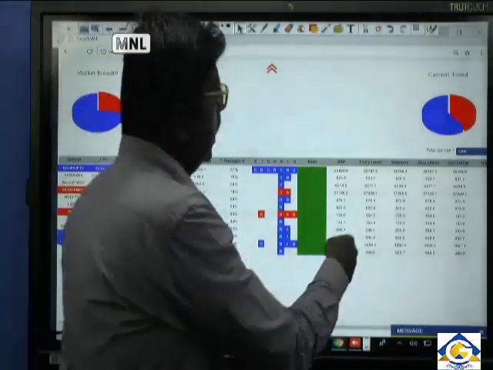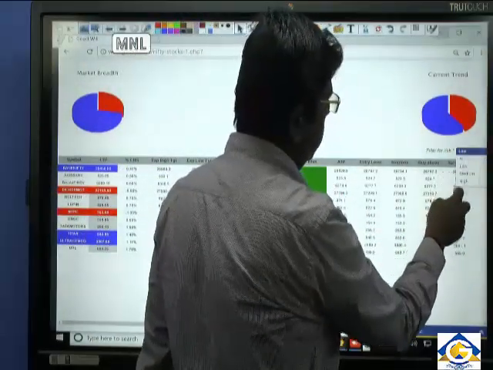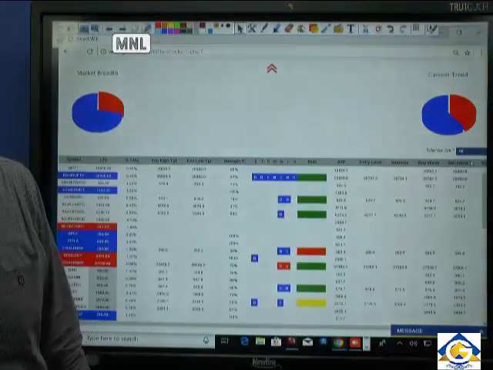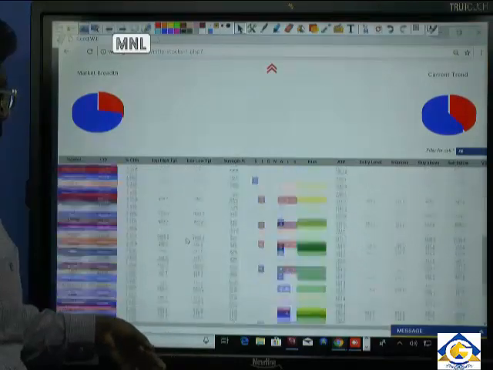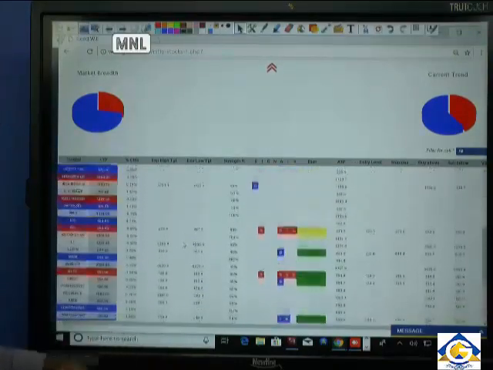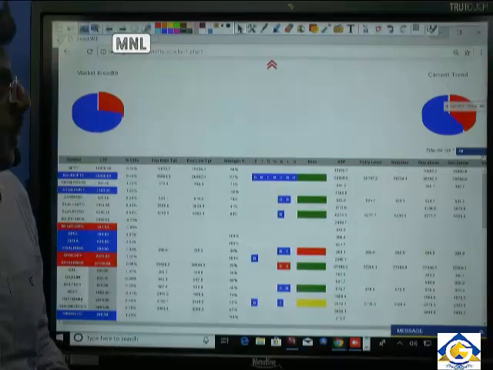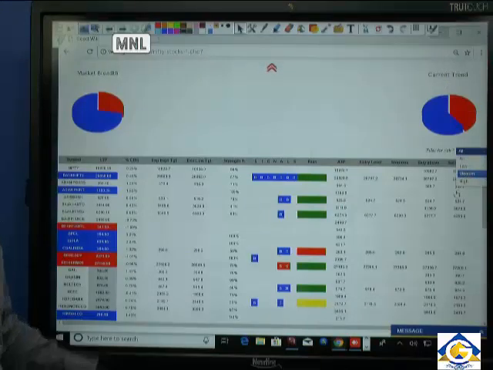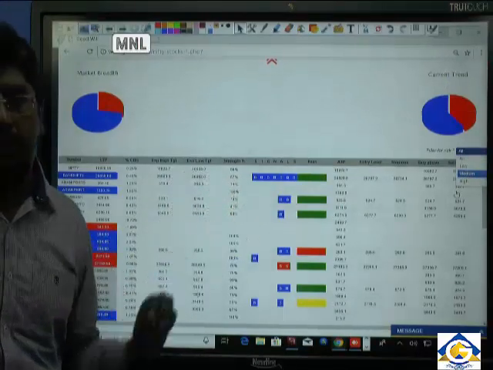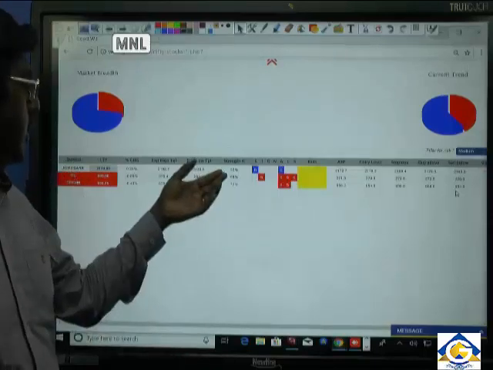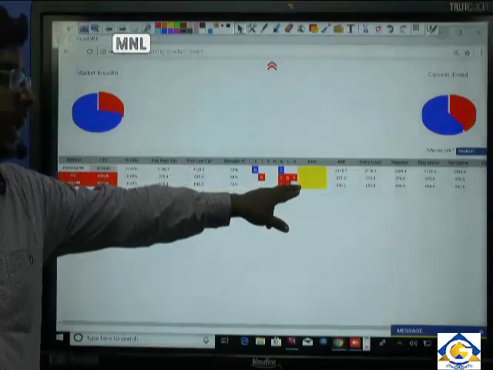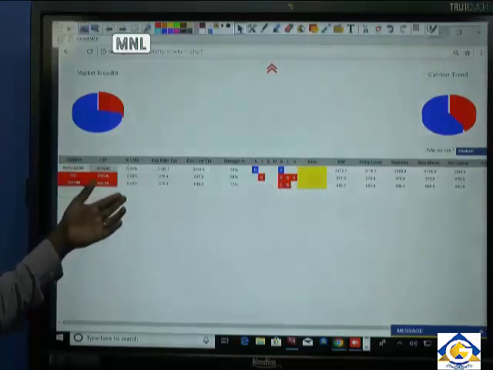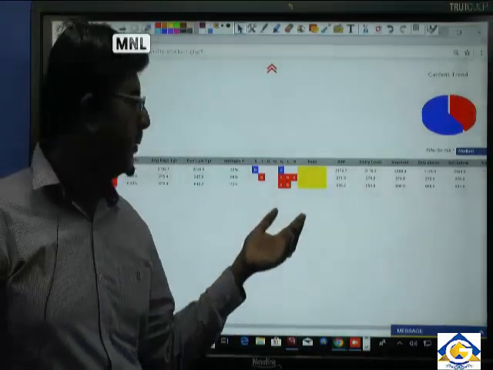If you want to see all the stocks, just click all and you can get it. If you select all, you will get all the 50 Nifty stocks. Based on risk, if you want the stocks which are medium risk, select medium. You will see the list of stocks which are medium risk. This yellow color signifies medium, and you can see HDFC Bank, ICICI, ITC, Tech Mahindra. These are the stocks which have medium risk.